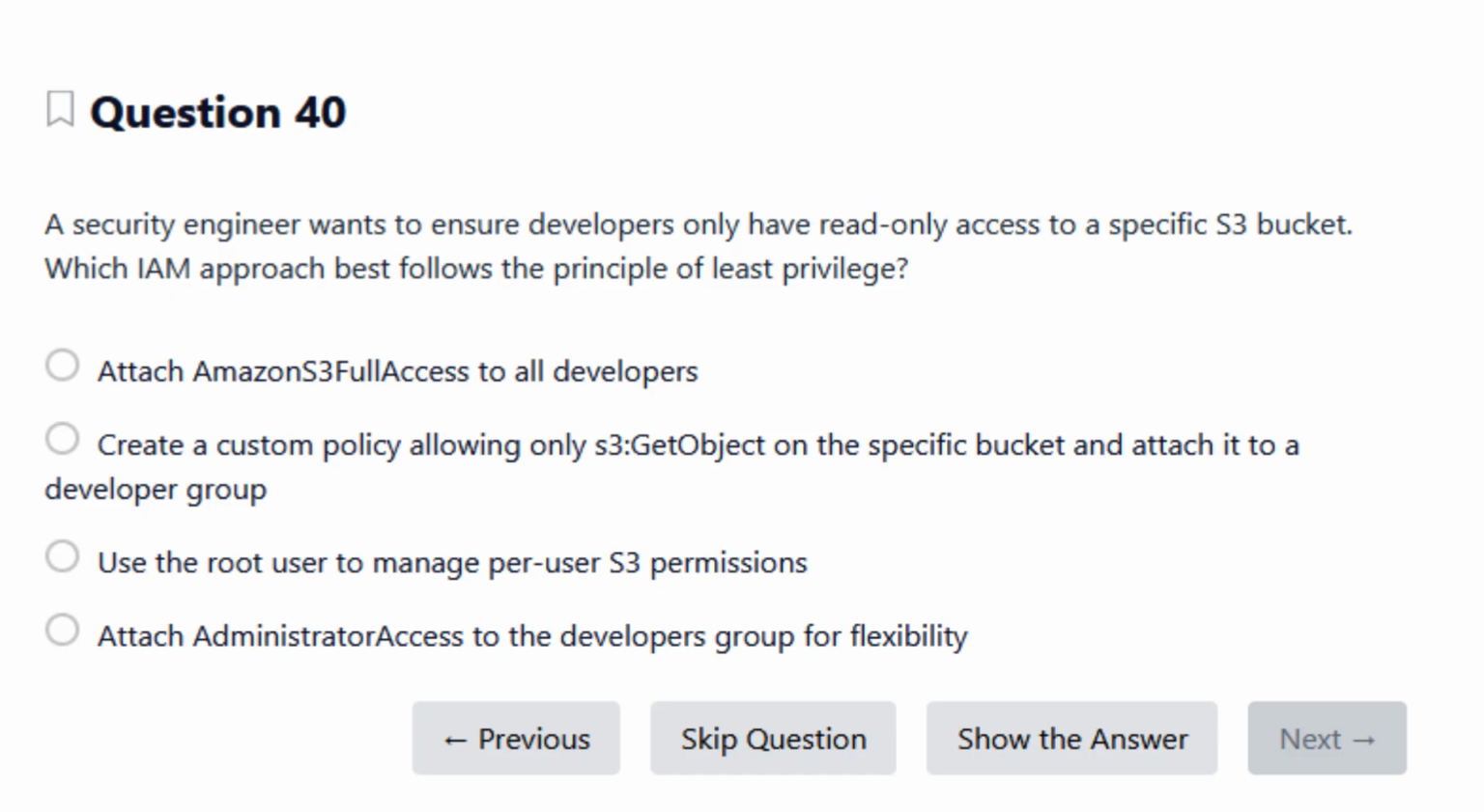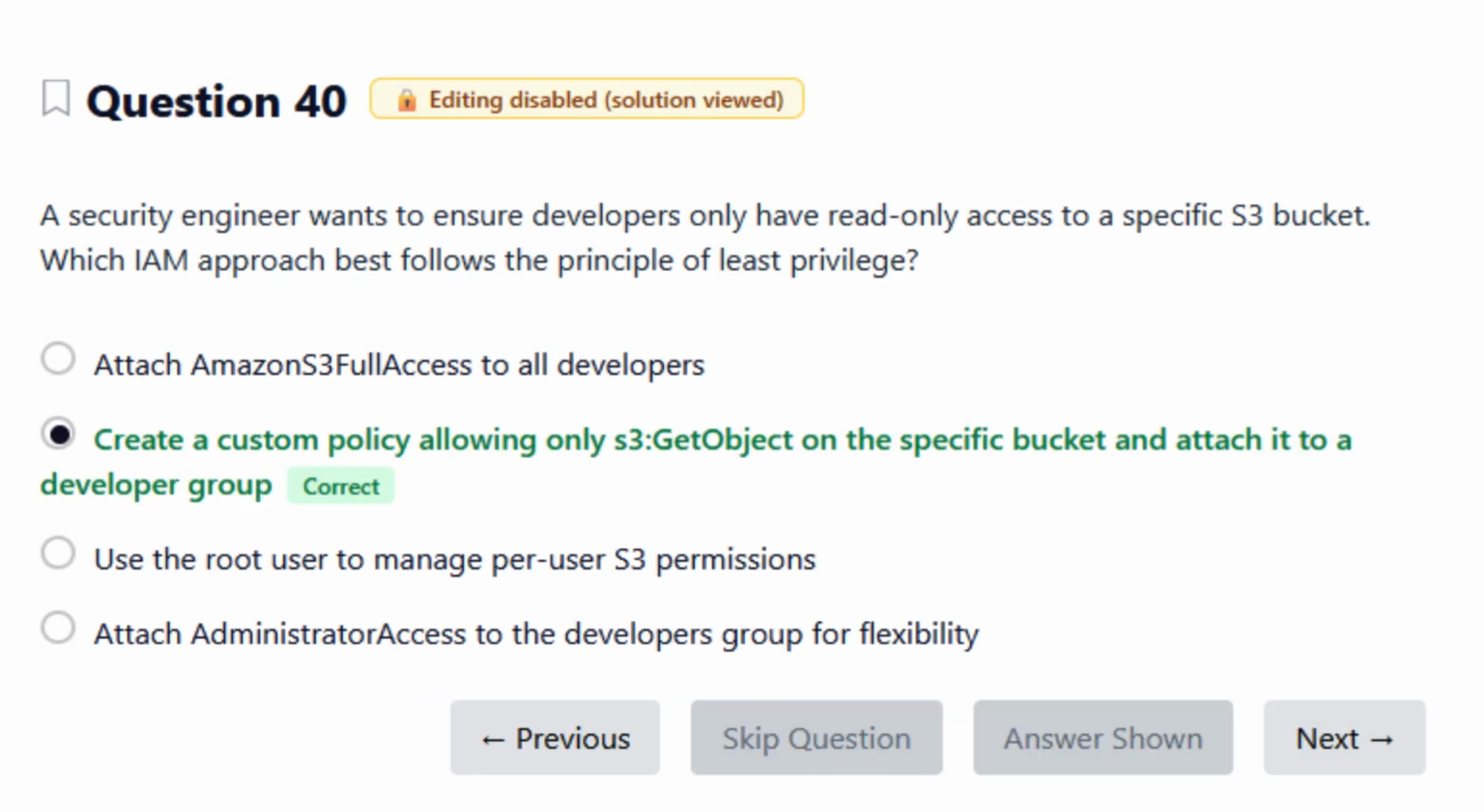Now look at the options and ask yourself, which option avoids broad permissions? Which option avoids using the root user? Which option is reusable and aligned with IAM best practices? The correct answer is, create a custom policy allowing only S3:GetObject on the specific bucket and attach it to a developer group. Why is this correct?